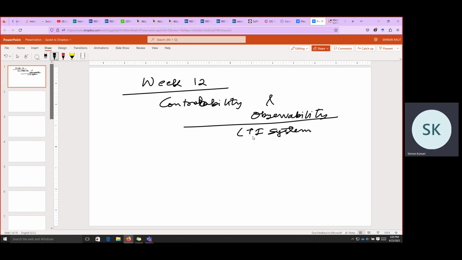So basically we are dealing with the state space model of an LTI system. So we have this model x dot.